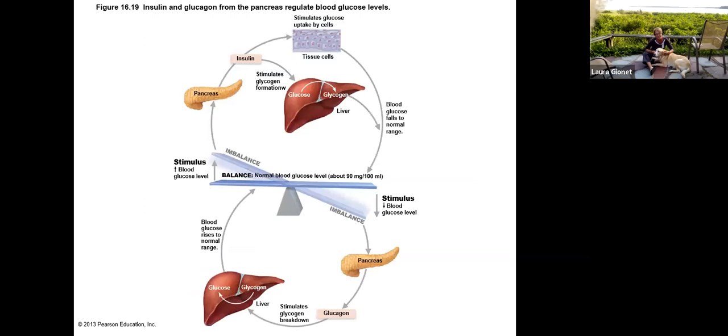So this just shows you the stimulus for glucagon and insulin, balancing blood glucose levels. Normal blood glucose levels are about 90 to 100 milligrams, or about 90. A fasting blood glucose is about 70 to 100 milligrams per 100 milliliters, or milligrams per deciliter.